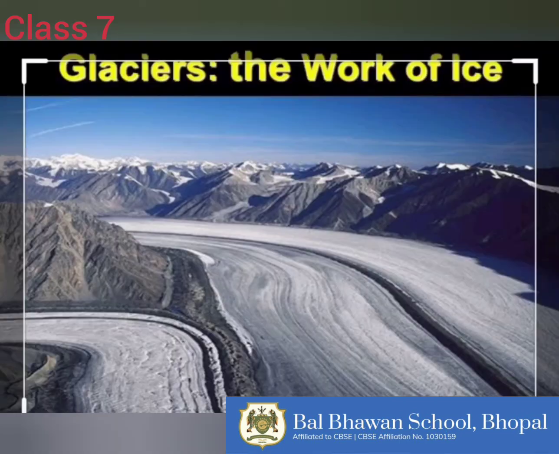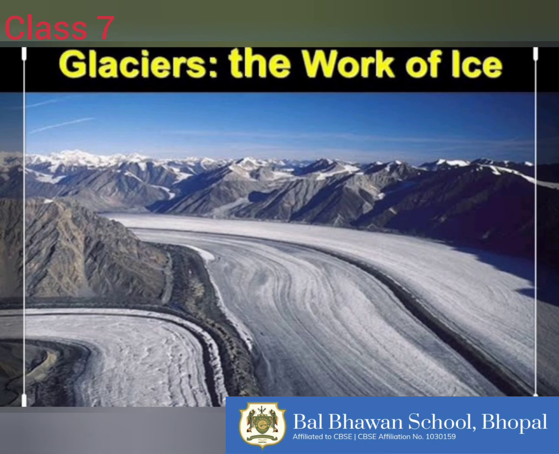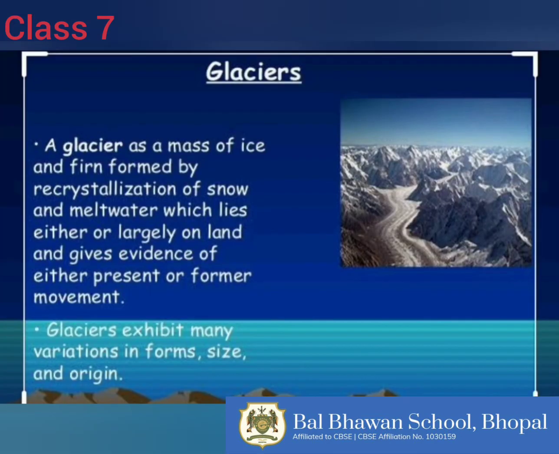Now let us discuss the work of moving ice. The snow which falls in high altitudes and high latitudes accumulates to form snowfields. The snowfields are situated above the snow line. The river of snow and ice which moves very slowly is called a glacier. Glaciers flow out from the snowfields.